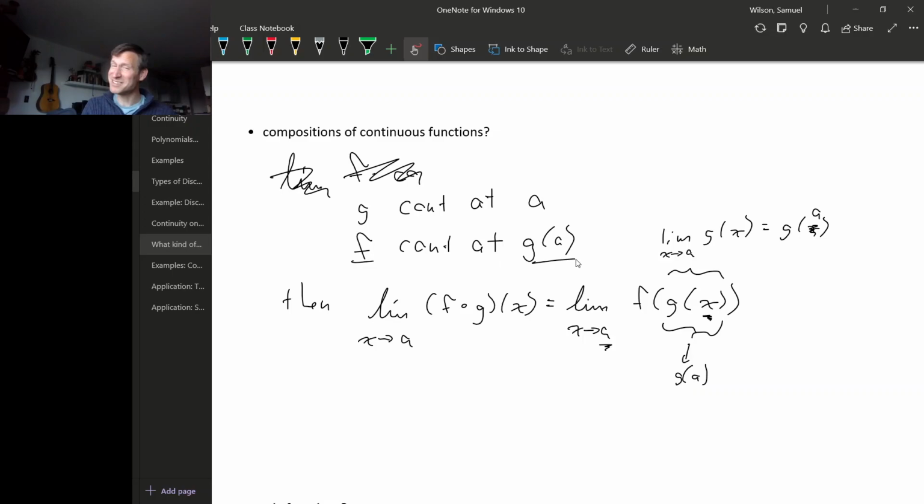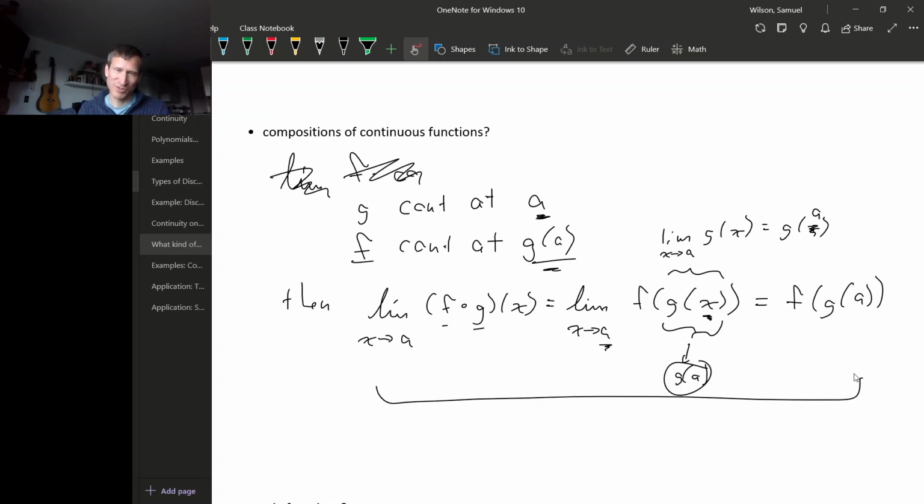But if f is continuous at g of a, then that means that as the inside goes to g of a, the value of the function should go to the same thing as if you just plugged in g of a, so f of g of a. All right, so if you have a composition of continuous functions where the outside one is continuous at the value at the limit of the inside one, then the composition is continuous. Now, this isn't a totally precise proof, so I hope it's somewhat convincing. But there is such a proof, so even if this doesn't convince you, compositions of continuous functions are continuous.